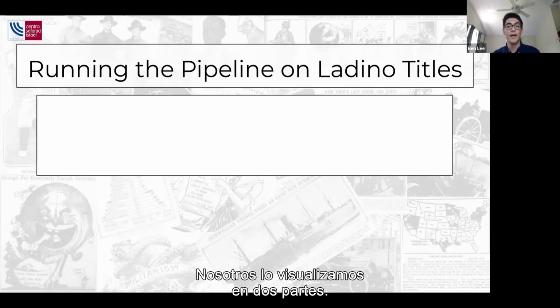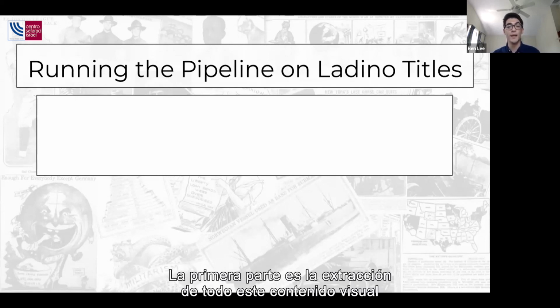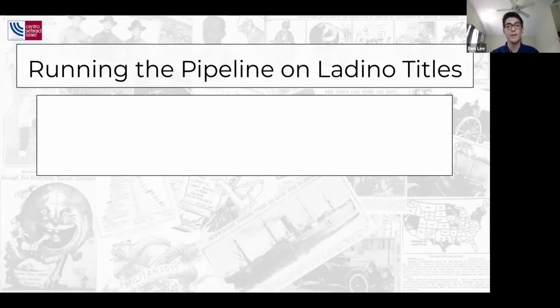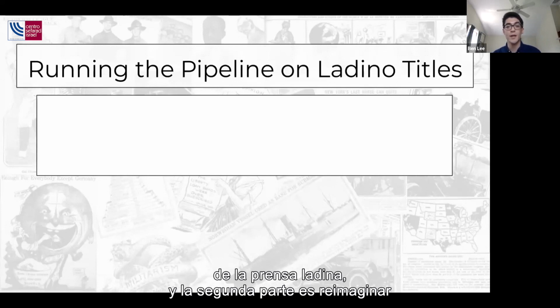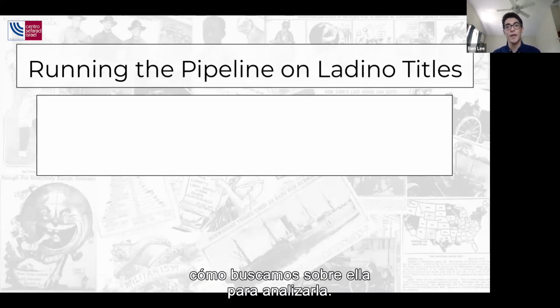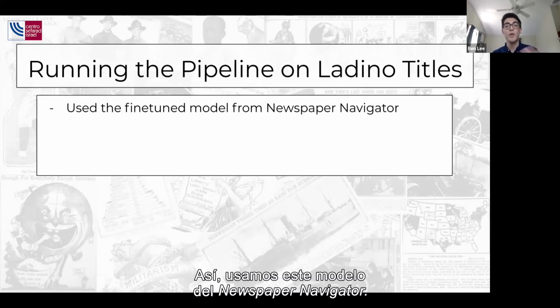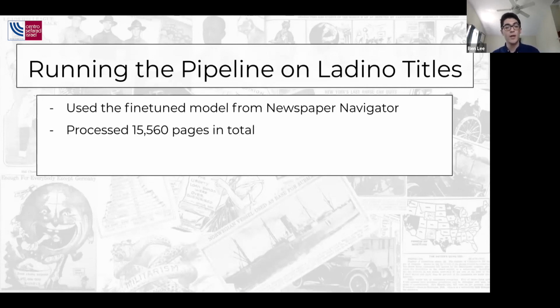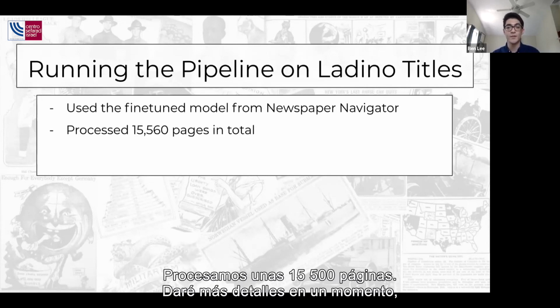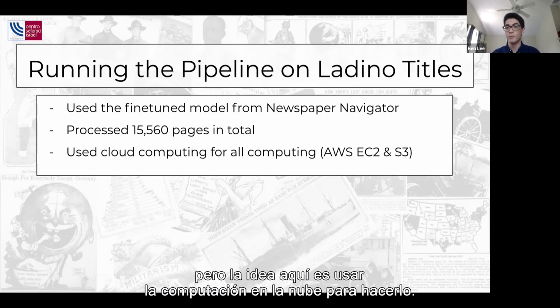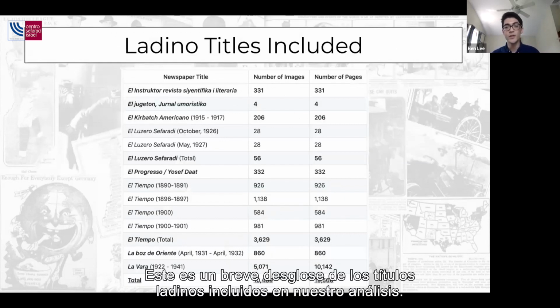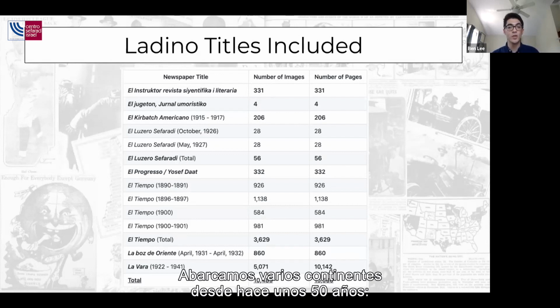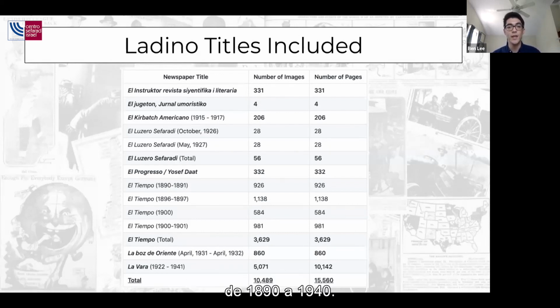We really think of it in 2 parts. The first part being extracting all of this visual content from the Ladino press, and the second part then being reimagining how we then search over it in order to analyze it. We used this model from Newspaper Navigator. We processed about 15,500 pages. I'll have some more details in a second, but the idea here is to use cloud computing to do this. So here's a brief breakdown of the Ladino titles included in our analysis. We're spanning multiple continents from about 50 years, 1890 to 1940.